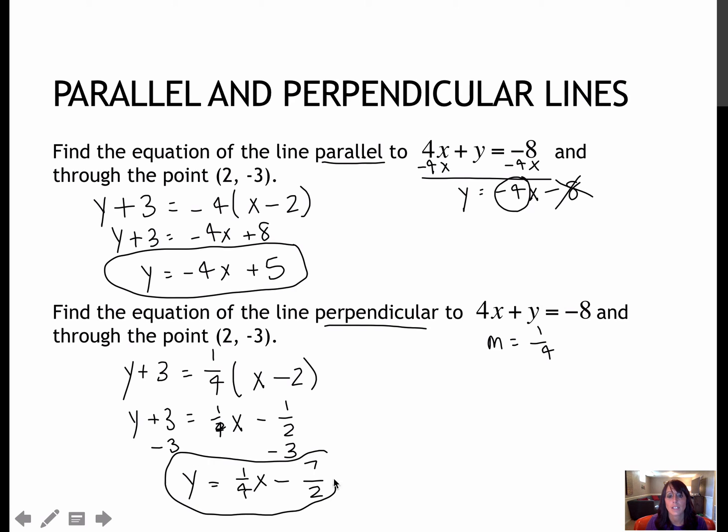So how did I turn it into 7/2? I said, well, negative 3 is the same as negative 6 over 2, and I've already got a negative 1 over 2, so now I've got a negative 7 over 2. So that's what I did.